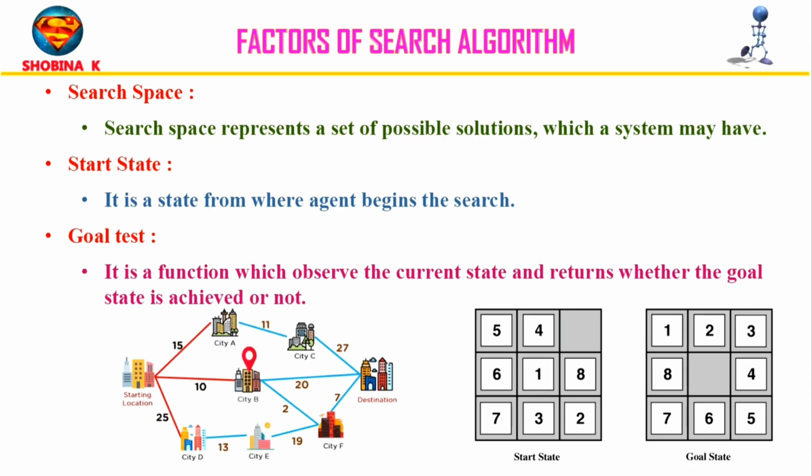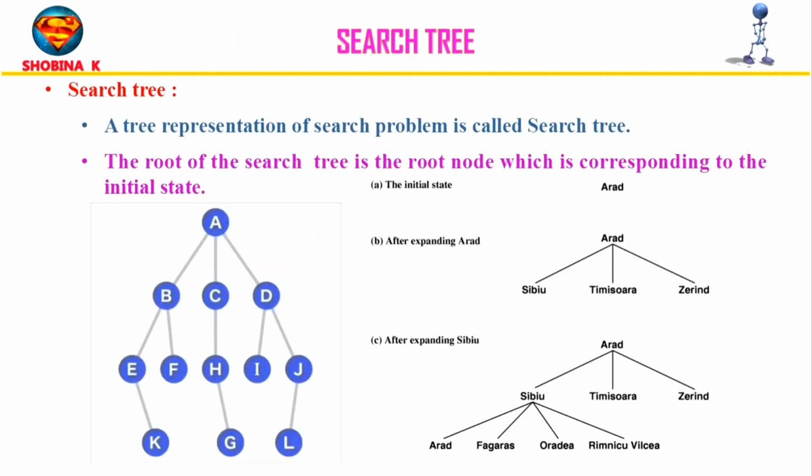A solution is an action sequence, so search algorithms work by considering various possible action sequences. The possible action sequences starting at the initial state form a search tree. A tree representation of a search problem is called a search tree. The root of the search tree is the root node, which corresponds to the initial state. The branches are the actions and each node in the tree corresponds to the states in the state space of the given problem. And the given diagram shows the first few steps in growing the search tree for finding a route from Arad to Bucharest.